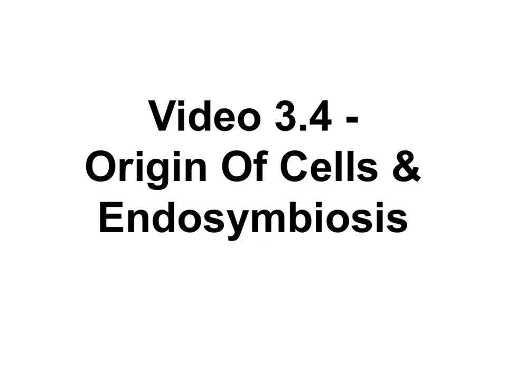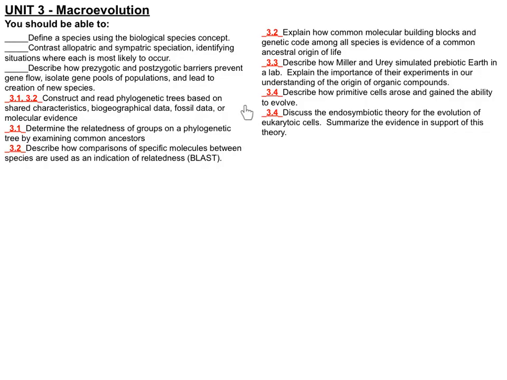The last video dealt with an idea of how the very earliest steps of life on Earth happened, turning inorganic molecules into organic molecules. This video outlines how scientists think the next steps happened. This is video 3.4 on the origin of cells and endosymbiosis. This video will cover these two objectives. Press pause to take a closer look.